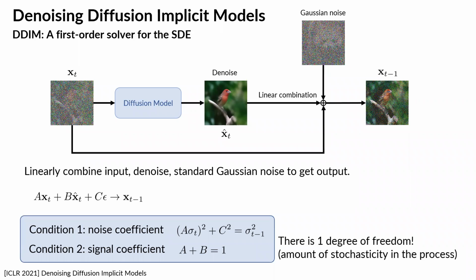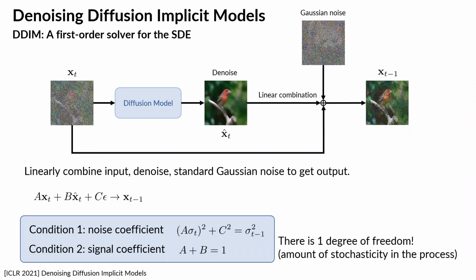So basically, we have the input which has standard deviation. The variance is a times sigma t squared. And then the Gaussian noise also has a variance of c squared. So these two will sum up, and should give you sigma t minus 1 squared. And condition 2 is basically that you need to keep the original signal coefficient stable.